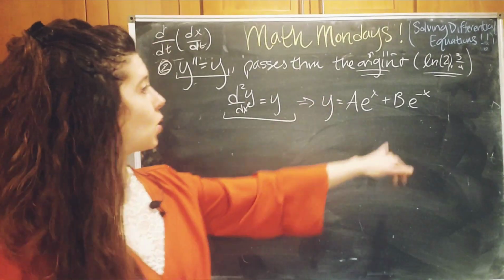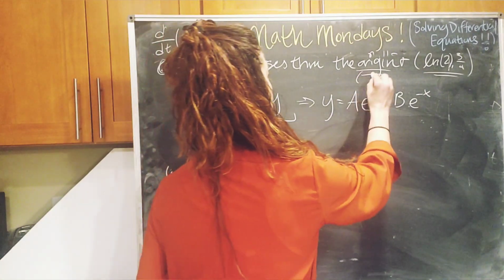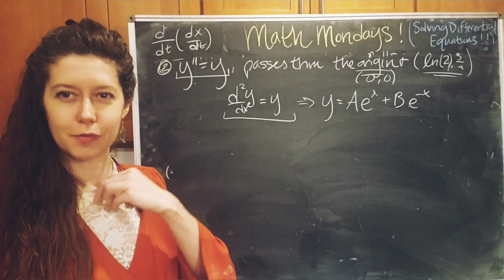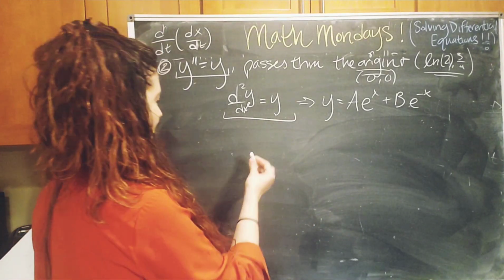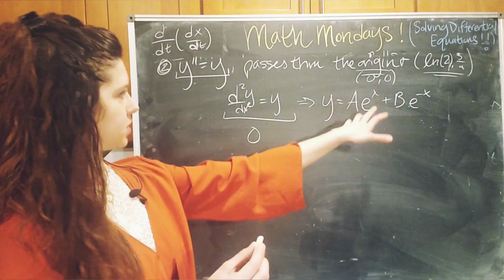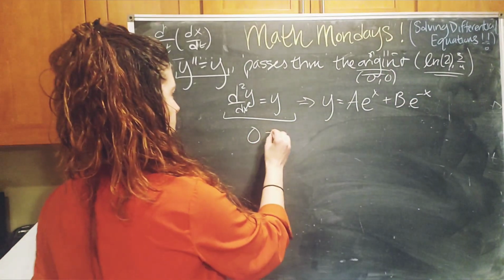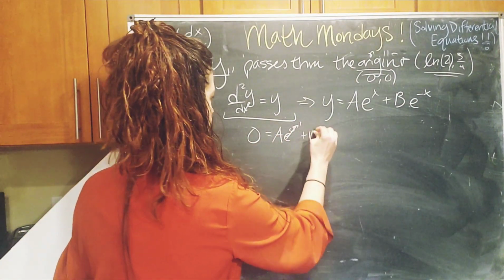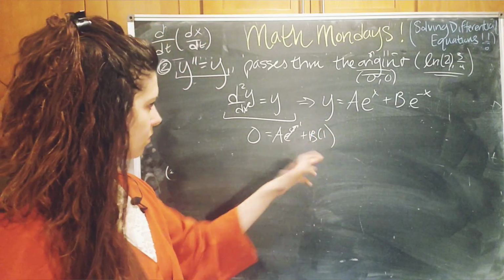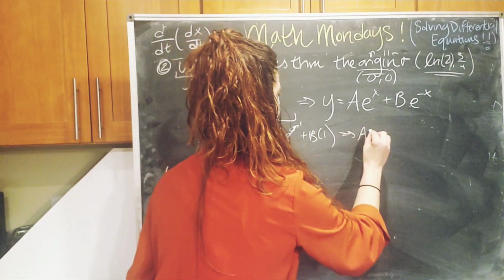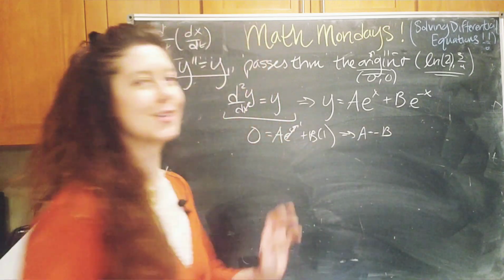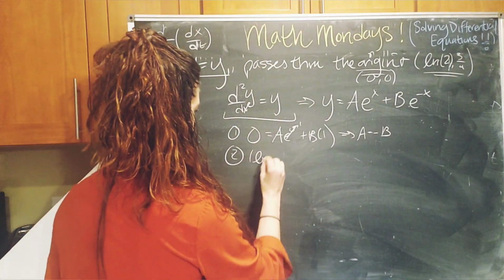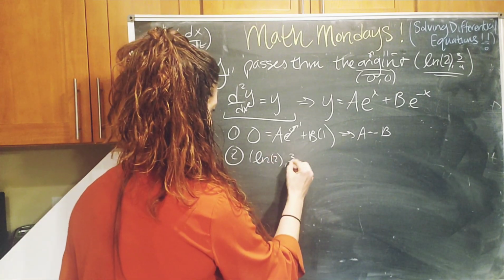So in this case, what we want to do is plug in our 2 points, (0, 0) and (natural log of 2, 3/4). (0, 0) is a lot easier. So the first point we have, 0 equals a e to the 0, which is just 1, plus b, again, times 1. And so we end up getting a equals negative b. Not so bad.